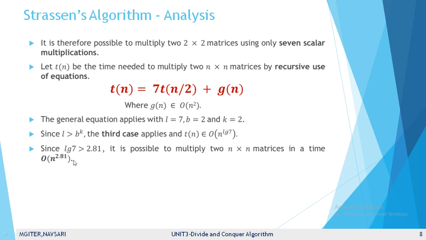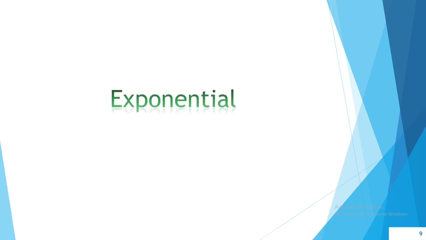In the general case, matrix multiplication using the divide and conquer method takes order of n cube time for execution. Here we reduce the time complexity by combining the divide and conquer method in Strassen's algorithm. So the time complexity is order of n raised to 2.81, or say order of n raised to log 7. We reduce the time complexity.